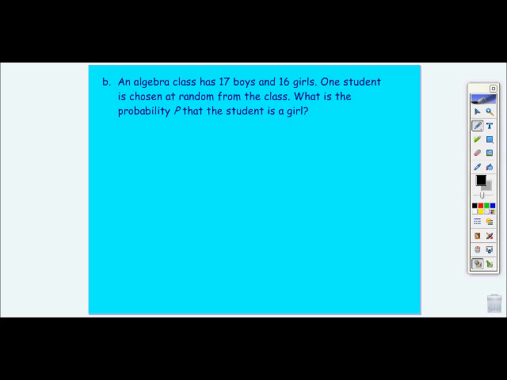An algebra class has 17 boys and 16 girls. 1 student is chosen at random from the class. What is the probability that the student is a girl? So, out of all of it, we want the total as the bottom. So if we have 17 boys and 16 girls, we have 33 students altogether. That's the number of outcomes there could be. We want it to be girls, so there's 16 girls there. So your probability could be 16 over 33.